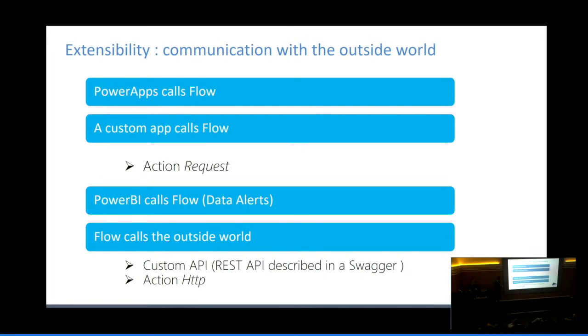Also, flow can call the outside world. Because let's say you have a web service somewhere, then you can call the web service from flow. You can pass parameters. And this works if your web service is a REST web service that can accept JSON parameters. And you have to describe this web service by using a Swagger file. Who knows what a Swagger file is? Swagger. Okay, so it's an industry standard that describes the web service. You just upload it in Flow, and then you can invoke it.